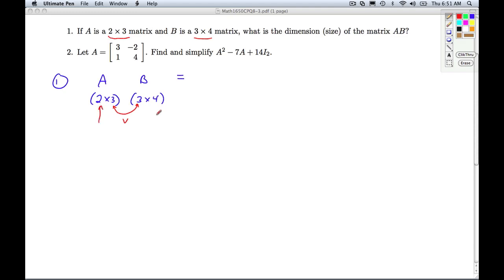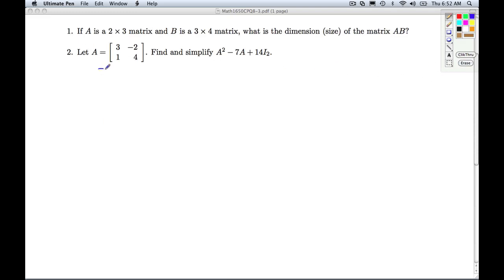Then the dimension of the resulting product matrix is going to be 2 by 4, because for each row of A, and there are 2 of them, it gets multiplied by each column of B, and there are 4 of them. So the product matrix AB is going to be a 2 by 4 matrix. So that'll do it for number 1.